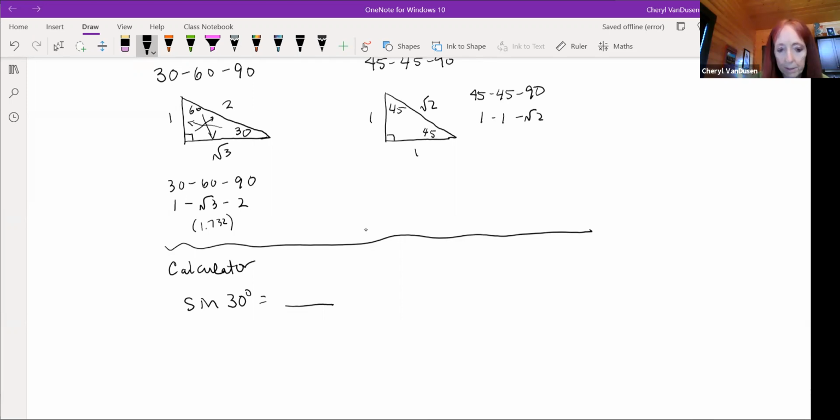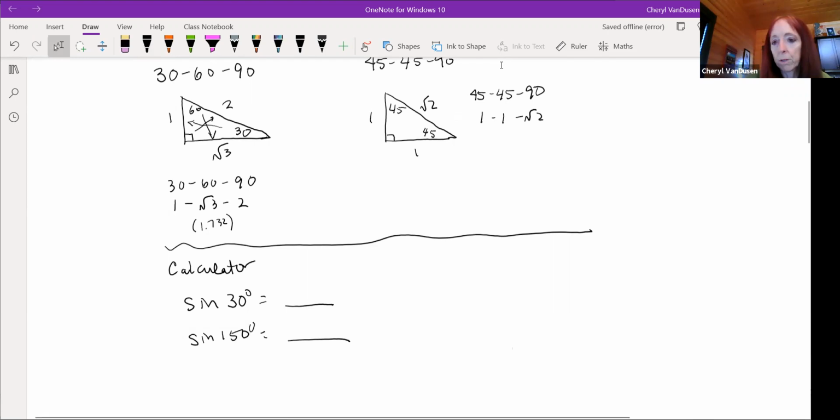Just leave it on your calculator. If someone wants to type me in the chat what you get for an answer, great, but that's okay. We've got quite a few people here, so we don't have to if you don't want to. So sine of 30. Then I want you to do this. Something kind of cool is going to happen. Math is cool. Find the sine of 150.